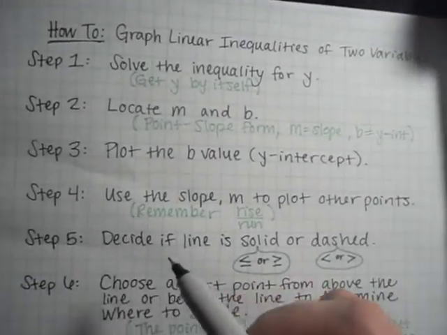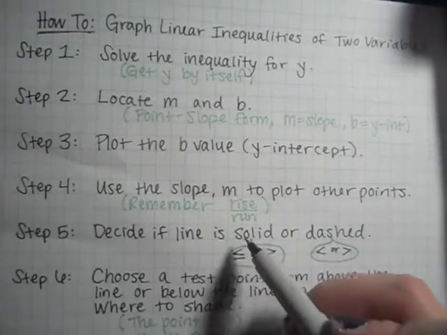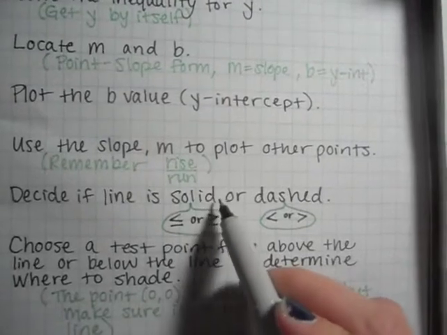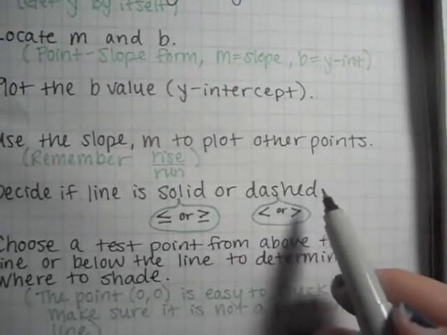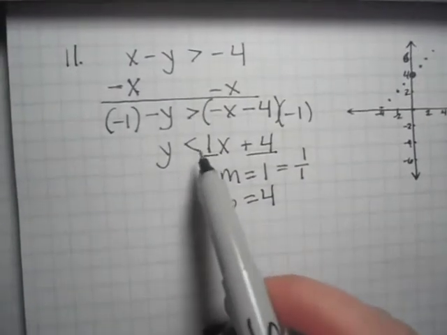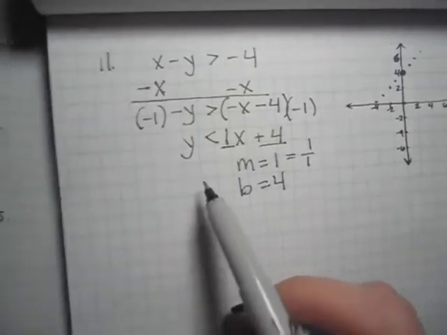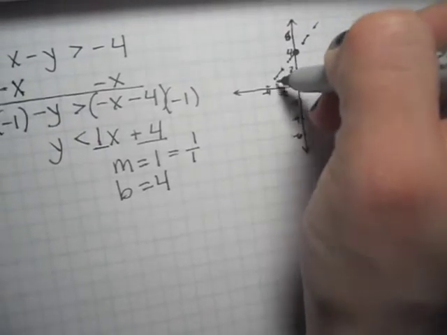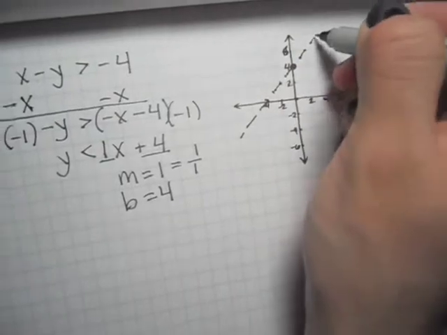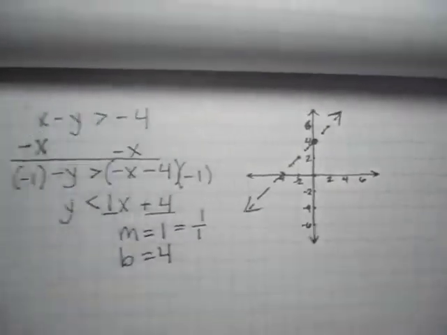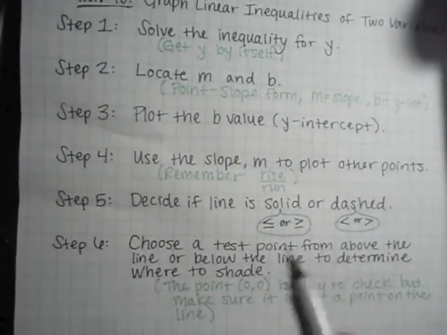Step 5. Decide if the line is solid or dashed. So if we have one of these, our line is solid. If we have one of these, our line is dashed. And we have a less than. And for less than, it is dashed. So we will draw a dashed line to connect these points. Just like that. Alright, what's our next step?